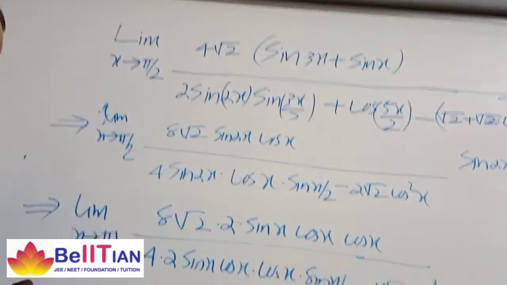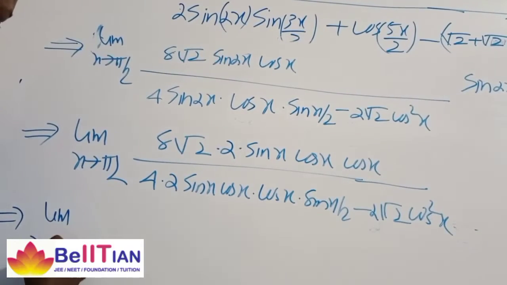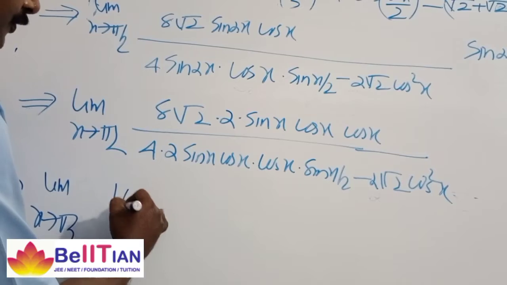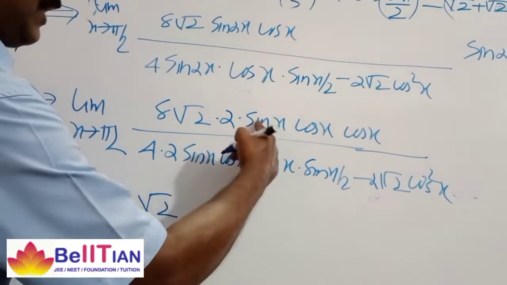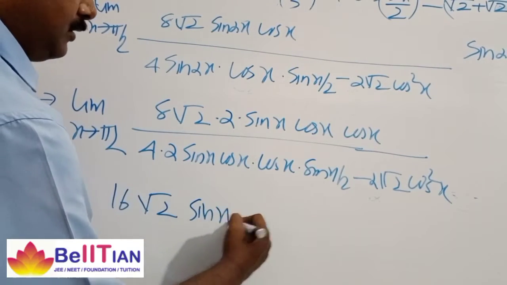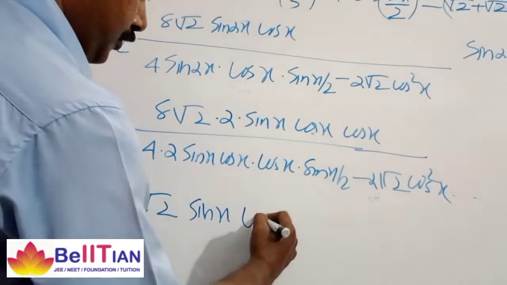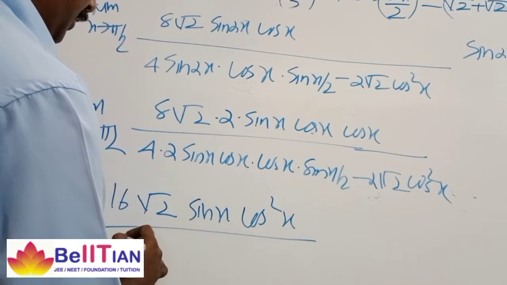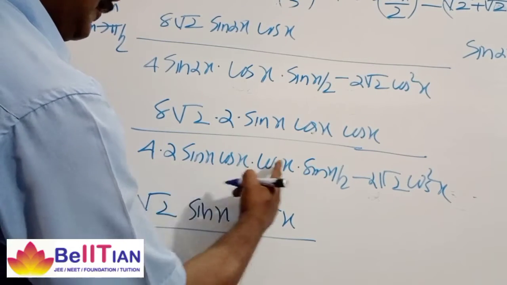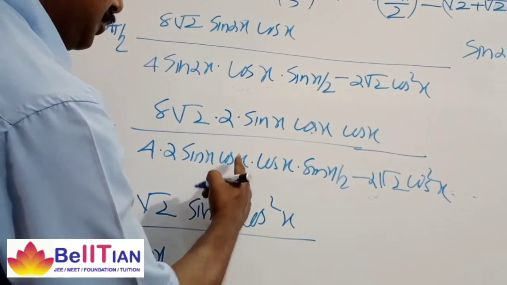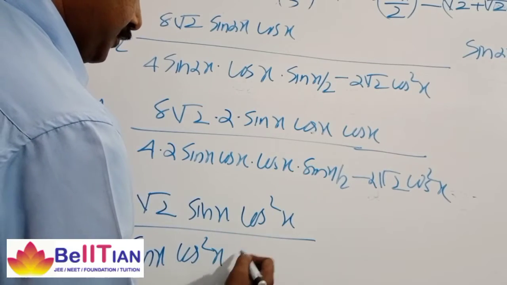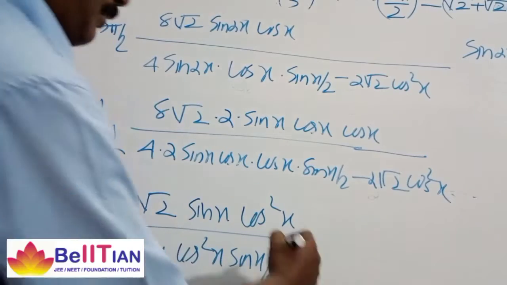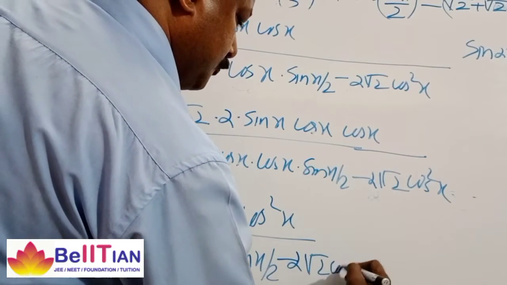So now this is equal to limit x tends to pi by 2, that is equal to 16 root 2 into sin x into cos x into cos x is equal to cos square x, divided by 4 into 2 is equal to 8 into sin x into cos x, which is cos square x into sin x by 2, minus of 2 root 2 cos square x.